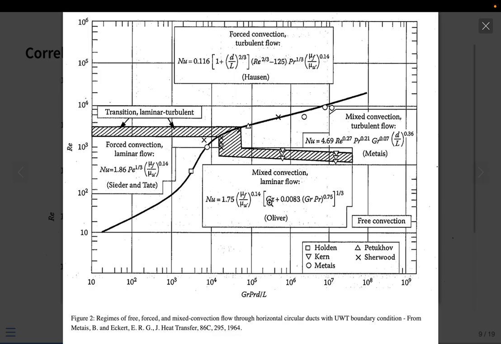All you have to do is find these values. You already remember how to calculate this one, right? It's the Reynolds number times the d by L that you have. Once you have that, you substitute that here and see which regime you fall into. Depending on the regime you fall into, you will calculate the Nusselt number. Once I have the Nusselt number, the process is the same. You calculate the heat transfer coefficient, and from that you calculate the net heat transfer.